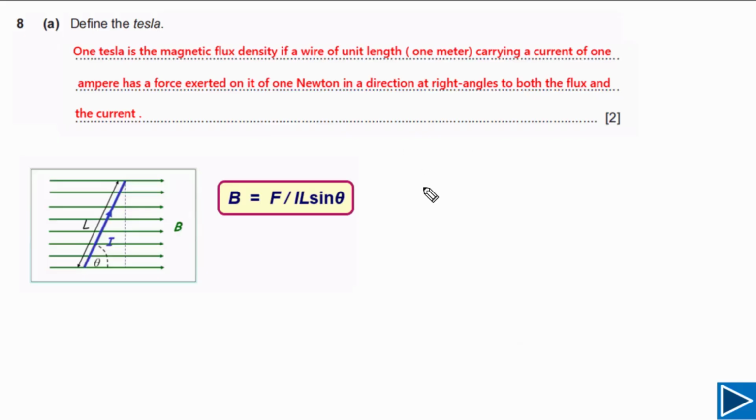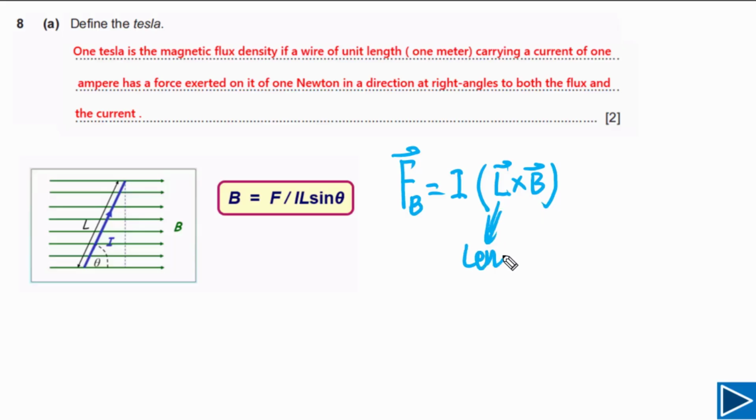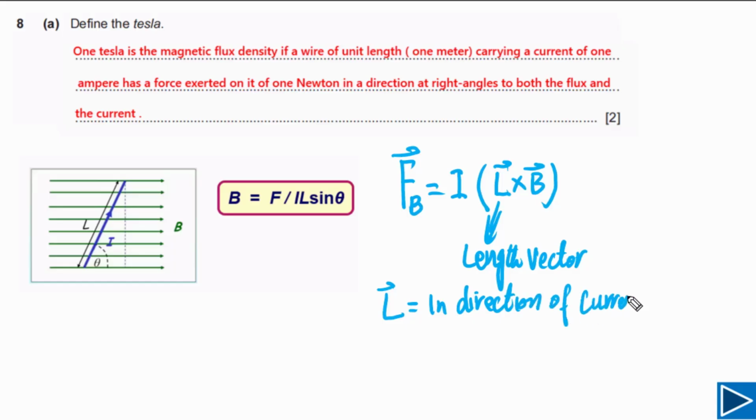Let's try to understand a little bit more about magnetic force, especially how we can write down this one in vector form. In vector form, we can say F_B is equal to I times L cross B. In this case, L is also a vector and L is called the length vector. So this is a vector quantity now. We will be treating this one as a vector. And it has the same direction as the direction of current. So simply we can say its direction is in the direction of current. Very important point: in the direction of current.